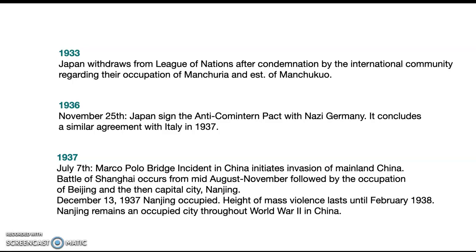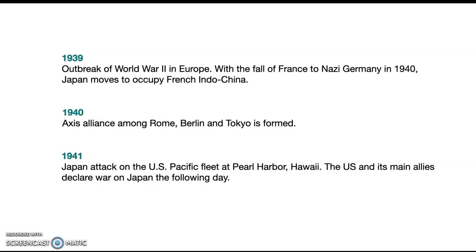It was the height of mass violence, which lasted until February of 1938. This is the Rape of Nanjing. Nanjing remained an occupied city throughout World War II in China.